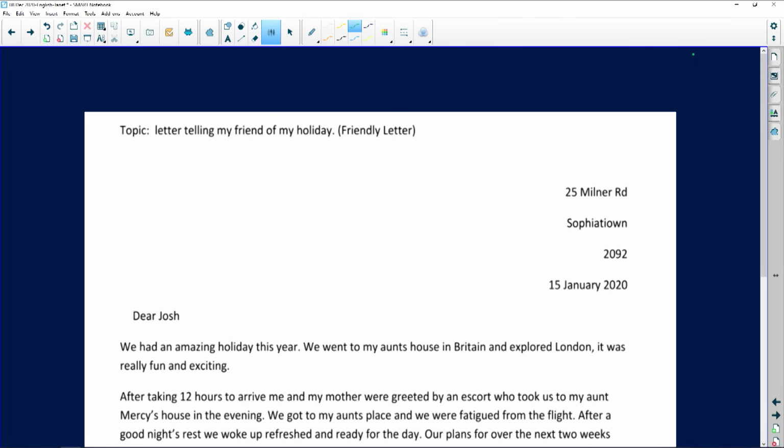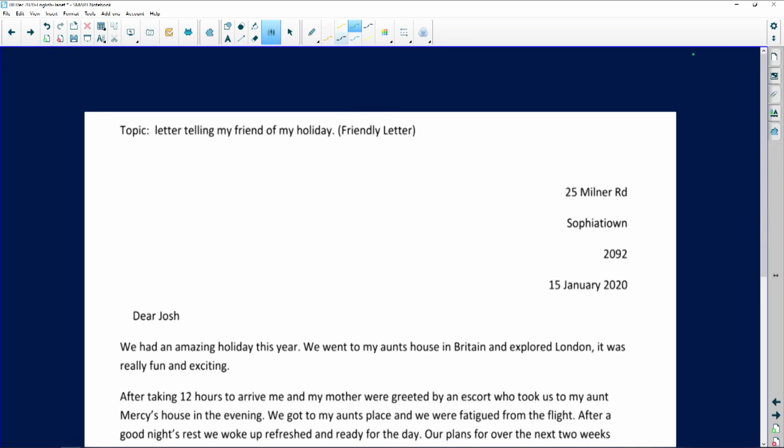And the candidate changed topics, which is a bit of a pity because I wanted to see what was going on. So, letter telling my friend of my holiday, friendly letter. Do I think you'd get this in grade 12? I don't think so, but doesn't matter. He's practicing. I'm thrilled that he was practicing. So let's look at some of the problems.